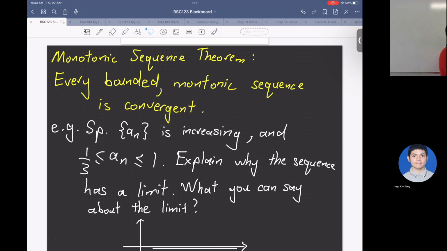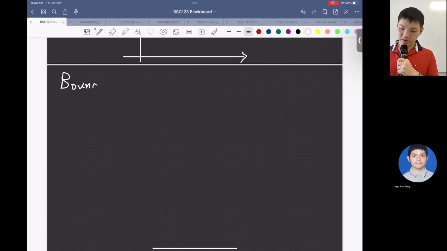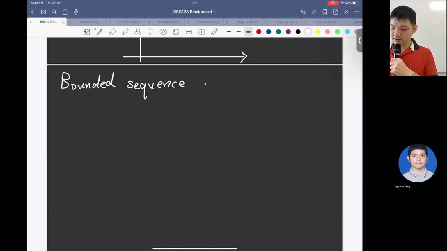Okay, so one key point here. If I take away monotonic, the bounded sequence might not be convergent. If I take away boundedness, a monotonic sequence might not be convergent. Okay, let's see this example. I think this one is helpful. So a bounded sequence doesn't necessarily converge.